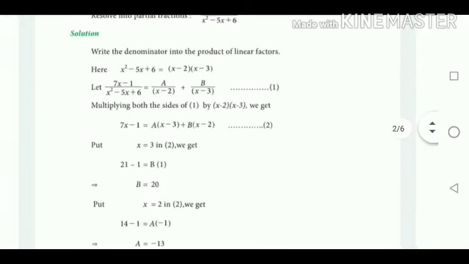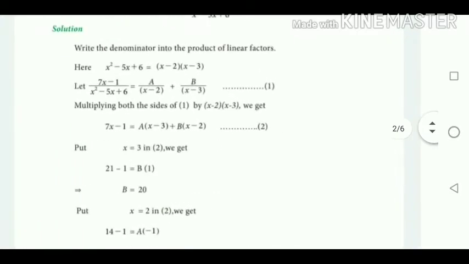We are getting 7x minus 1 on the left side of the equation, whereas a into x minus 2 into x minus 3 divided by x minus 2, means x minus 2 is cancelled. So a into x minus 3 plus b into x minus 2, that is x minus 3 is cancelled, we are getting b into x minus 2. This is the second equation.